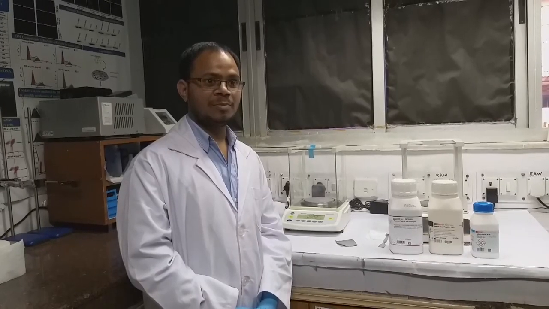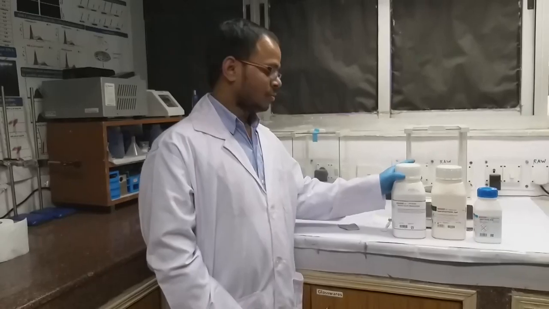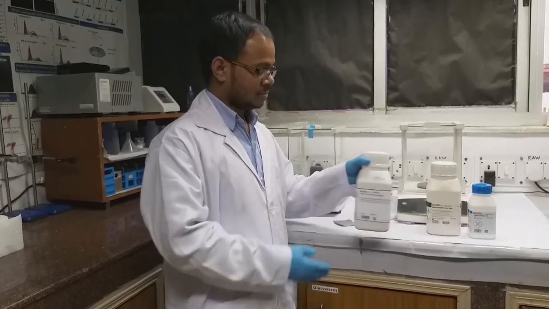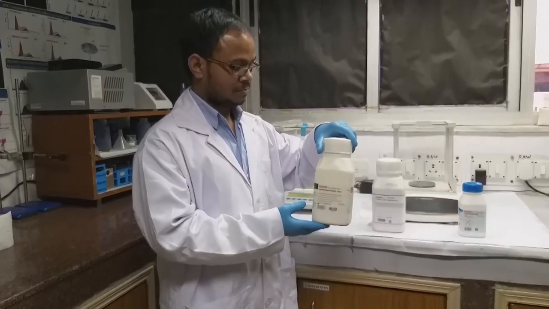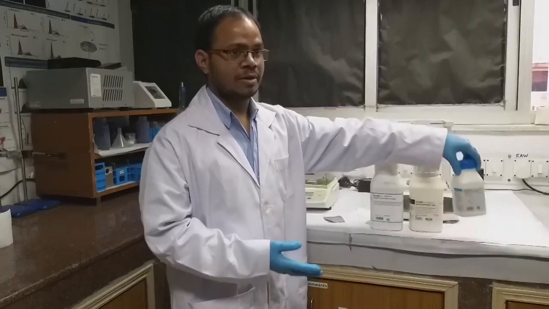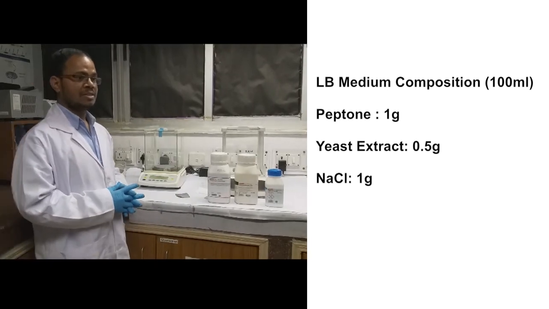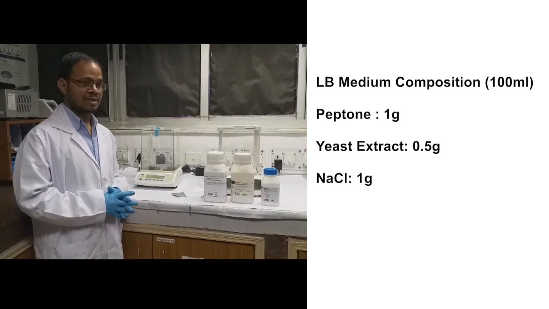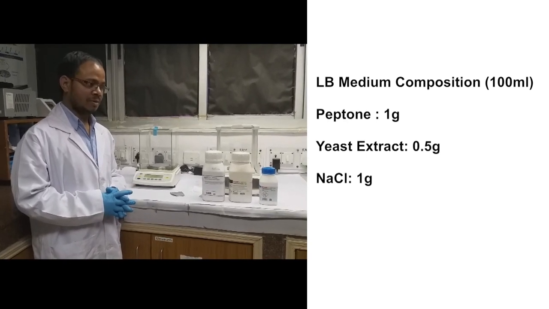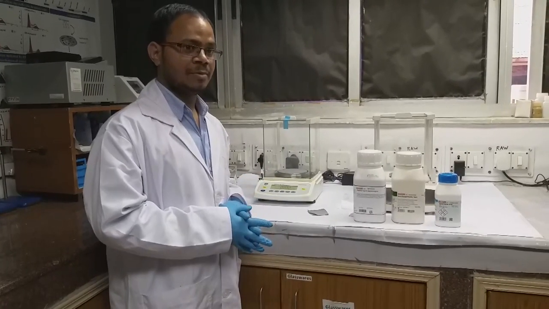In this video, we are demonstrating how to prepare bacterial culture broth. For preparing culture broth, we need 3 components: peptone, yeast extract, and sodium chloride. For 100 ml of culture broth, we need 1 gram of peptone, 0.5 grams of yeast extract, and 1 gram of sodium chloride. I am going to weigh the individual components and dissolve them in double distilled water.